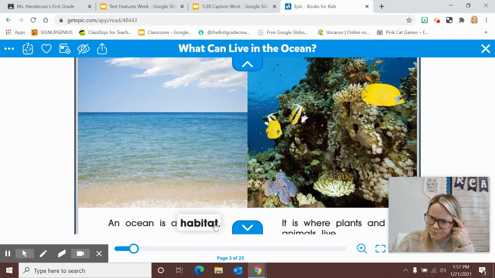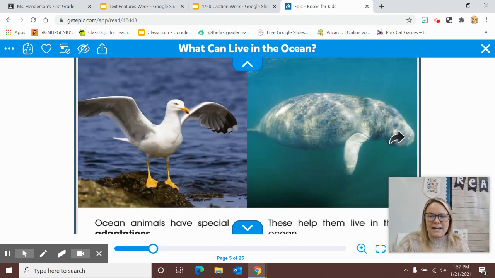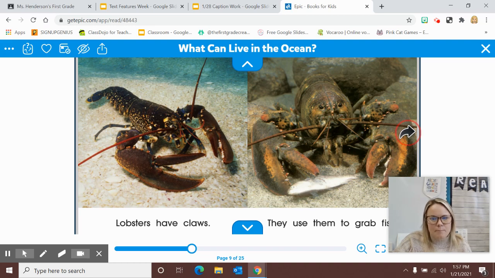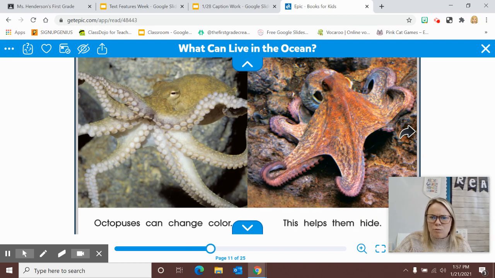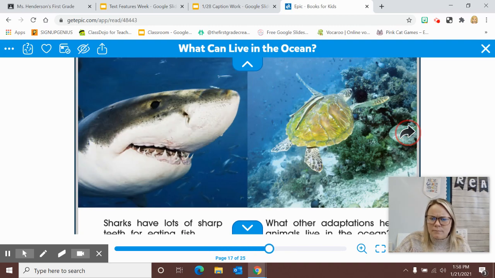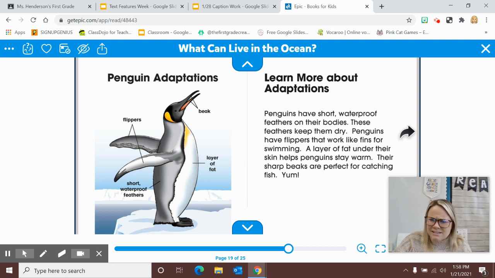Take a second of think time. The glossary. You're right. I would find the definition of that word in the glossary. Nice thinking, boys and girls. Oh, take a look again at these amazing real photographs. Before I'm even reading, I can look through and really study them. What is that? That is a penguin, but on the picture or the photograph.